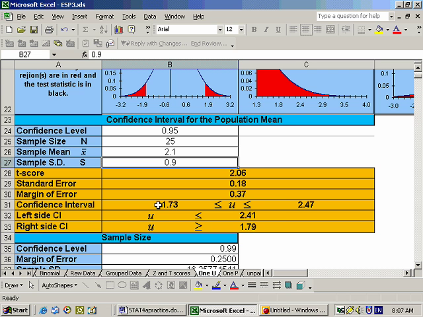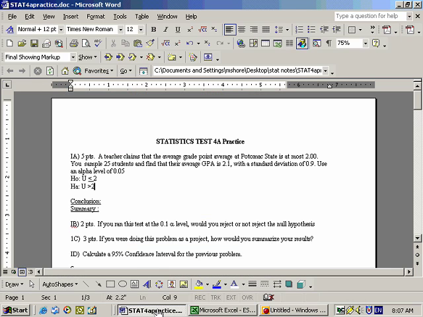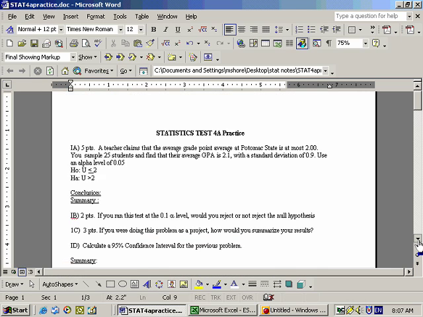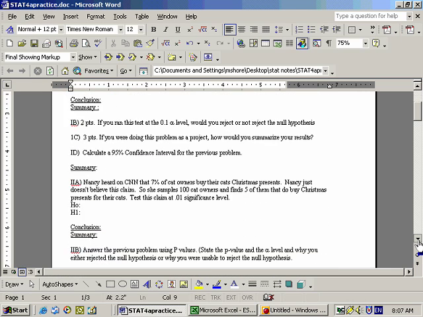So we would say that I'm 95% sure that the average grade point average at Potomac State College is somewhere between 1.73 and 2.47. And I think that does every part for problem number 1. And let's go on here.